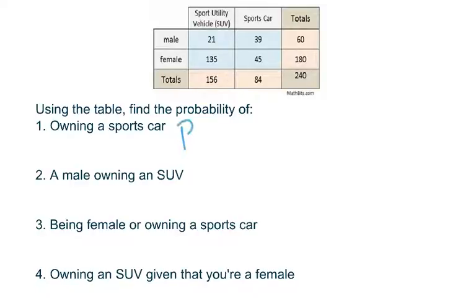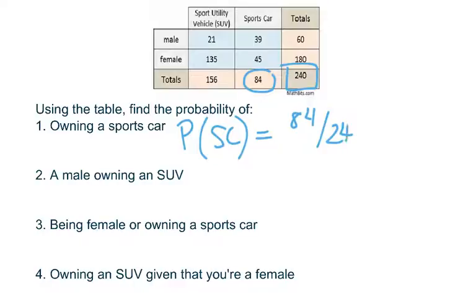To do our notation, you could just say something like SC for sports car. That would work. And you're going to go to the total for sports car and put it out of the grand total. So 84 out of 240.